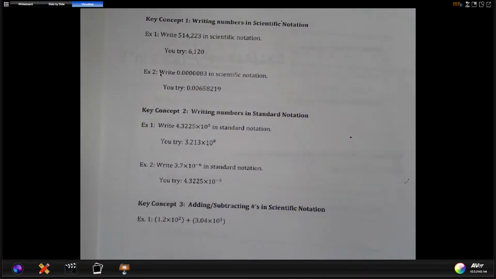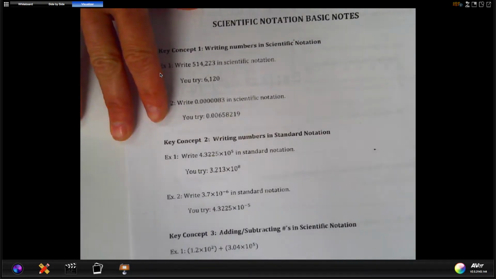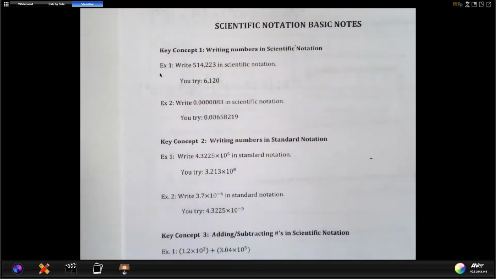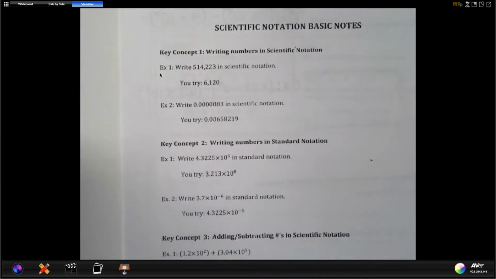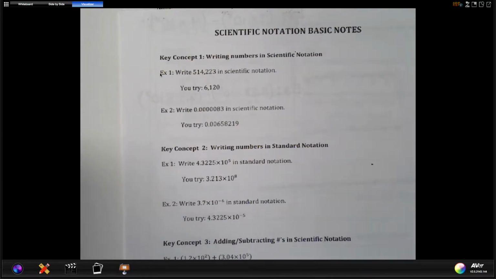Okay, today we are going to take some basic notes on scientific notation, and it should help anybody who needs to either write numbers in scientific notation or convert numbers from scientific back to standard notation. Okay, so we will start with writing numbers in scientific notation.